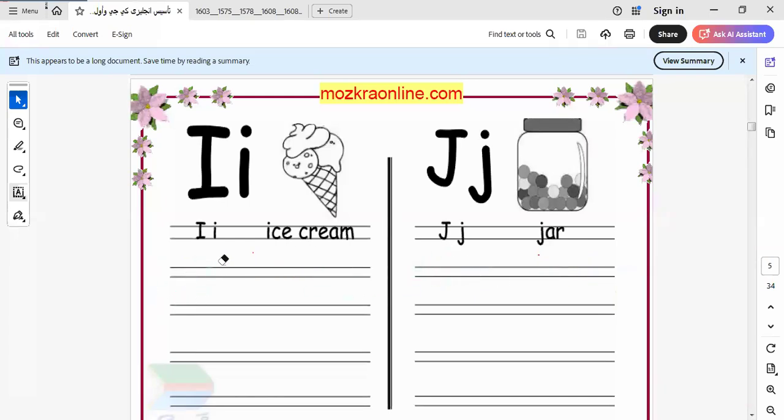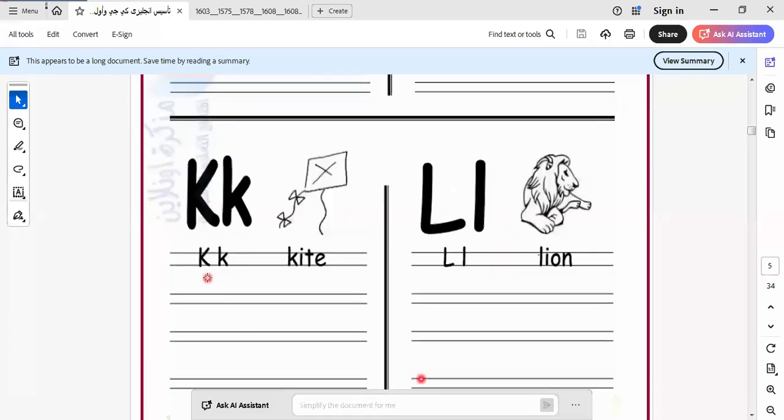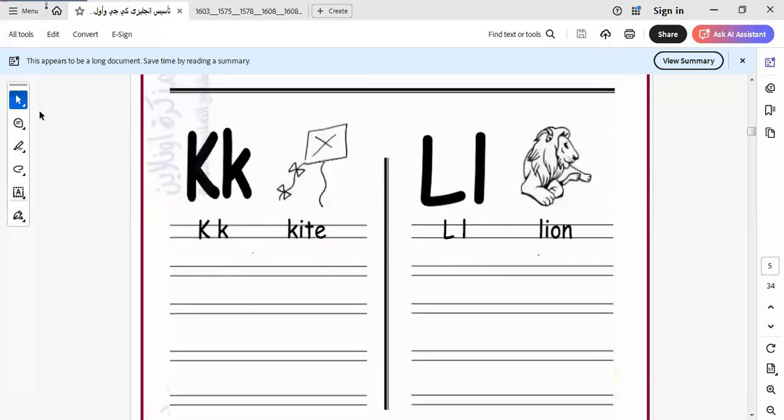So here we have capital I and small i, capital J and small j, capital K and small k for what? Kite. Here is kite. Capital K and small k. Here K is pronounced as K as it is, but C can be pronounced as K, but K is pronounced as K. Okay. Here's capital L and small l for what? For lion. Okay, lion. I think you all go to the zoo and know the lion. Capital K and small k for kite, capital L and small l for lion.